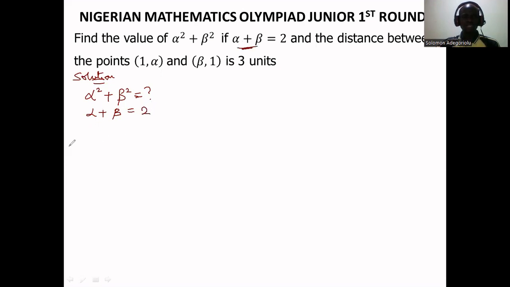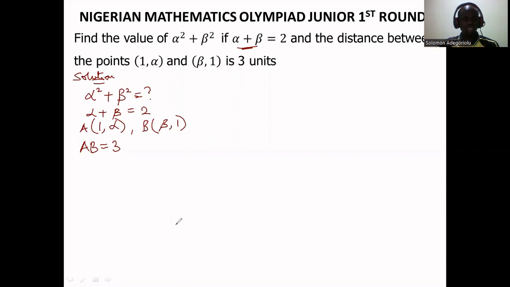Let's name the 2 points we're given. Point A is (1, alpha) and point B is (beta, 1). These are the information that we have. And also we're told that the distance between the 2 points is equal to 3. So the distance between A and B is equal to 3.